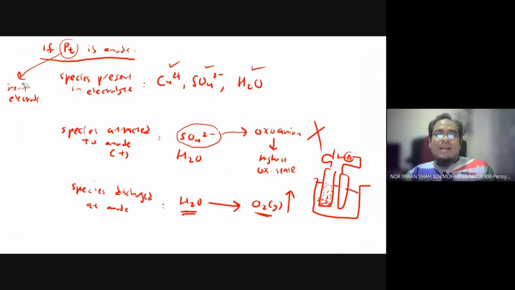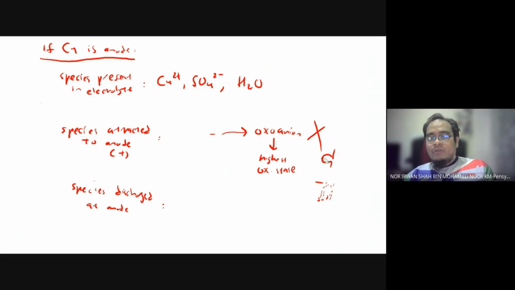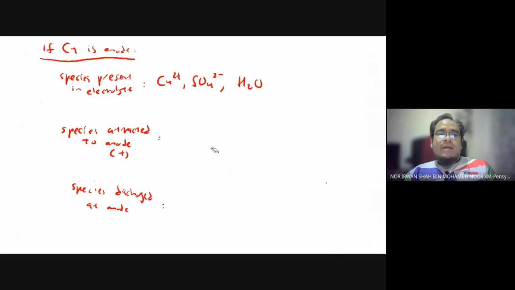Okay, seterusnya kita tengok pula, what if kali ini copper adalah anode. Guys, copper adalah anode. Kita tengok apa akan berlaku. Of course akan ada perbezaan kan. So apa perbezaan dia? Itu yang kita akan tengok. Saya padam ni dulu. Okay. So sekarang ni guys, species present sama.